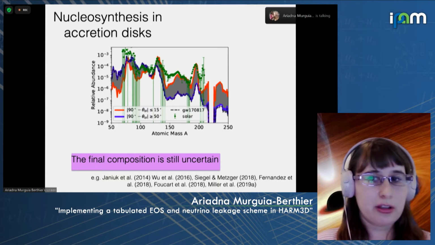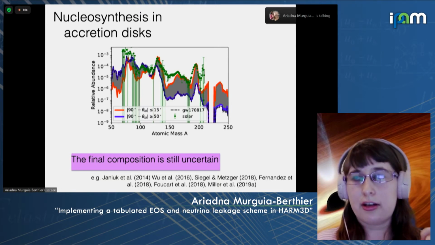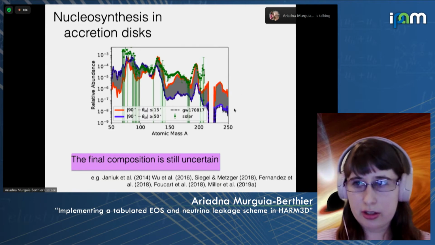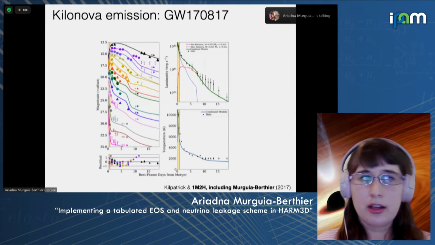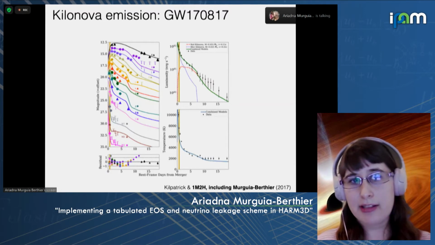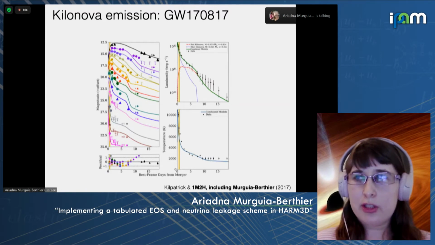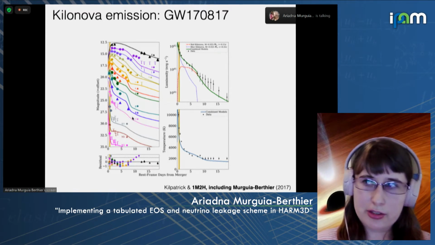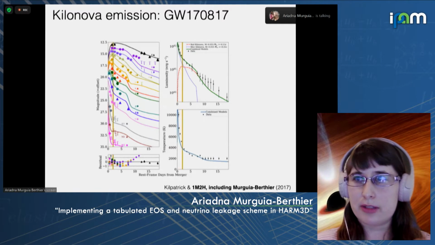So there is actually a lot of debate on whether lanthanides are created in this type of ejecta or not. So this is still uncertain. And we need to settle this debate because, again, as this material expands and cools, the elements will radioactively decay and will produce the kilonova. So here again, it's just the kilonova in GW170817.